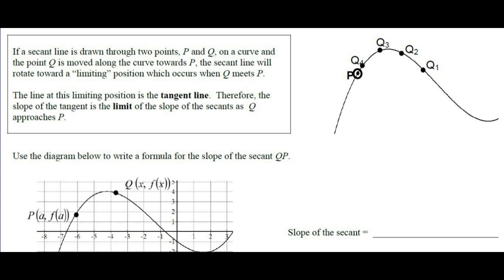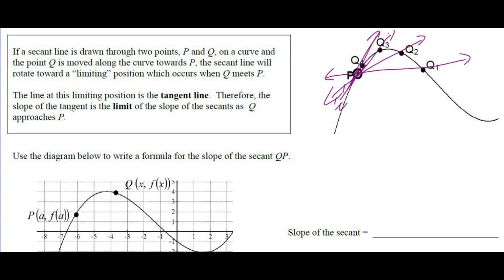If a secant line is drawn through 2 points, P and Q on a curve, and you take the point Q and you start moving it, so here'd be the first sort of secant line. Right, and now if we take point Q and start to move it closer to P, there's another one. There's another one. And you can see that we're going to get close to the tangent line, right? The closer we move Q to P, the closer that the secant line will rotate towards the limiting position, which occurs when Q meets P. The line at this limiting position is the tangent line.